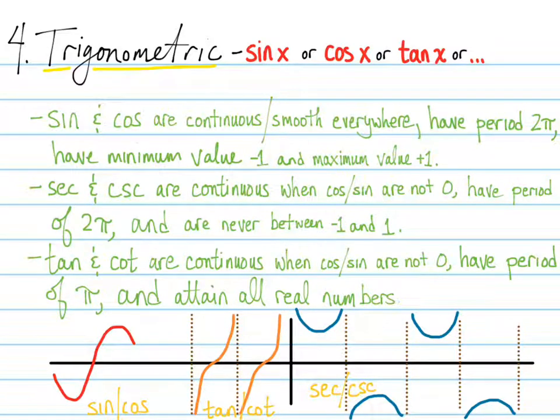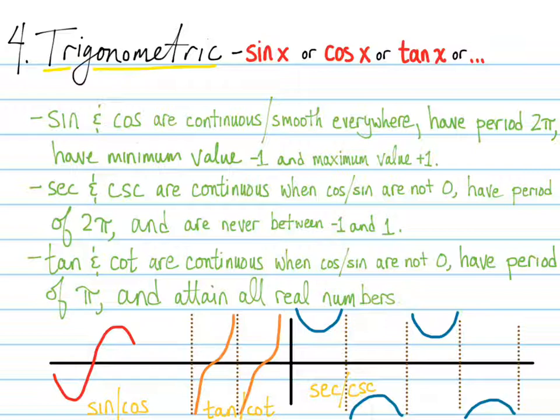So trigonometric functions, right? Sine, cosine, tangent, secant, cosecant, cotangent. All these trigonometric functions, right? Sine and cosine are the nicest. They're continuous. They're smooth everywhere. They have period 2 pi. They have minimum value -1 and maximum value +1. That red graph on the bottom is what you need to think of when you're thinking of sine and cosine.